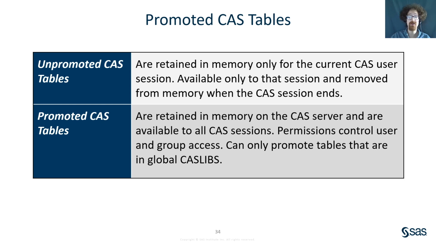In CAS, we also have two types of in-memory tables. Unpromoted tables, when loaded into memory, are only available in memory in the session of the user that loads them. When that session ends, the tables are dropped from memory. Promoted tables, when loaded into memory, remain in memory even after the session ends. That means that any user will have access to that in-memory table in subsequent sessions, assuming they have the proper permissions. You can only promote tables that are in global Caslibs, because of course if the session Caslibs exist and they have tables in them, those Caslibs will disappear when the session ends, and the promotion wouldn't mean anything.